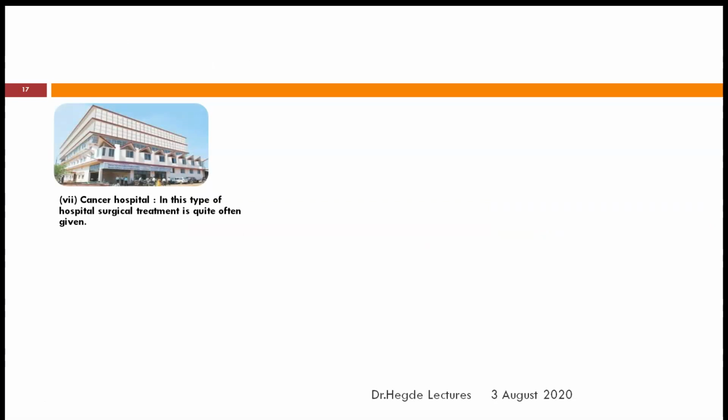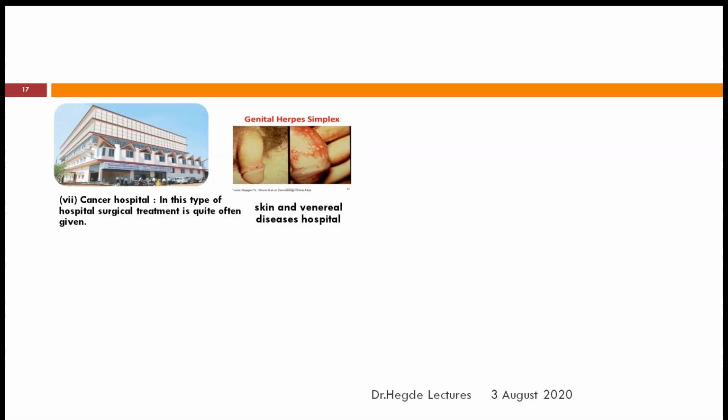Other types of hospital that we can see is the cancer hospital. In this type of hospital, surgical treatment is quite often given. They give the surgery treatment followed by radiotherapy, followed by chemotherapy. Skin and venereal disease hospital.